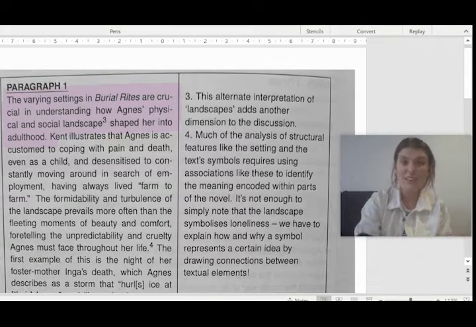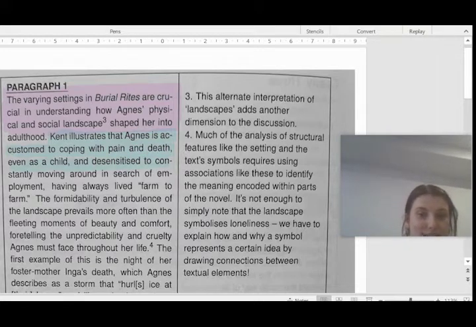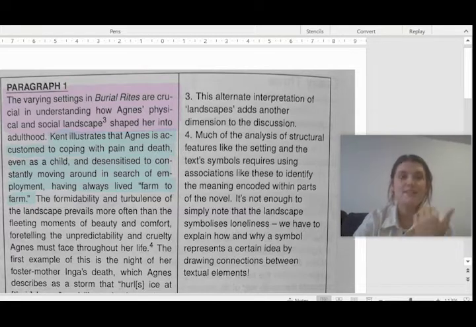Now, the next thing that we do, we typically then go on to explain this a little bit further. So I'm going to highlight where I can see that in this paragraph. Okay, Ken illustrates that Agnes is accustomed to coping with pain and death, even as a child, and desensitized to constantly moving around in search of employment, having always lived farm to farm. So this explains exactly what is going on in this paragraph, okay?